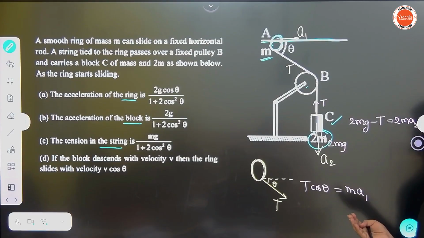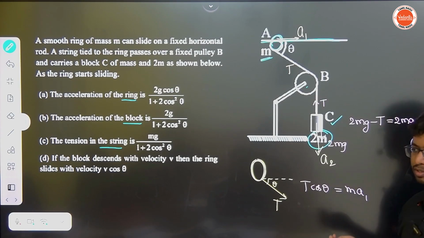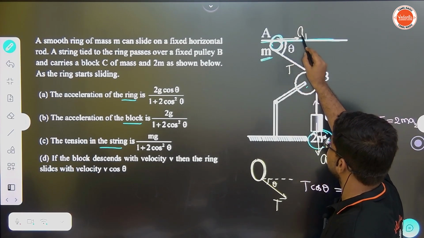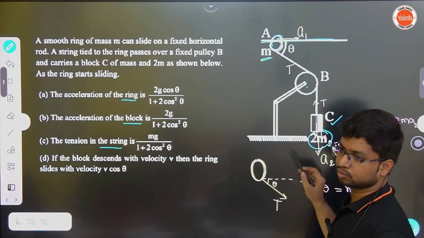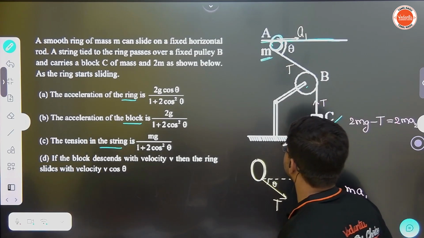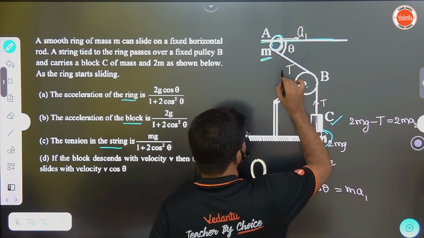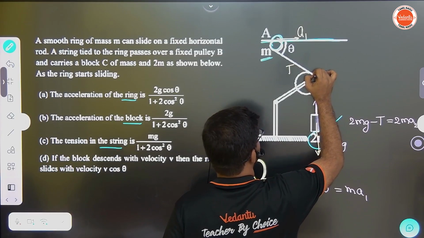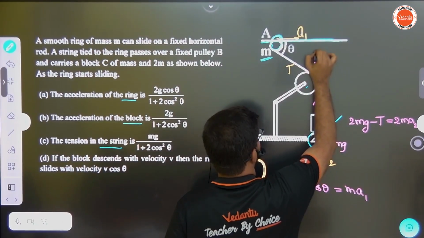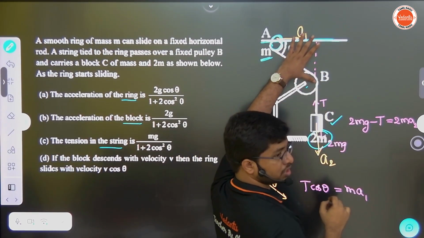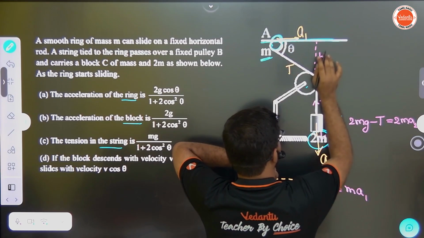Constant equation, which gives us the relation between a1 and a2. Okay, let us write down that equation here. Now let us say this height is not going to change. This height will not change. Let me mark this height over here as some h.